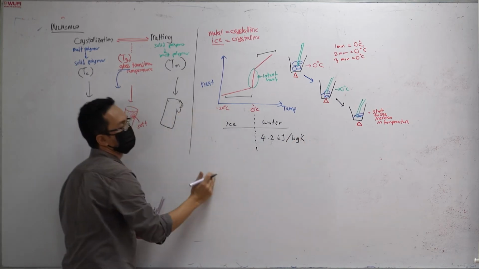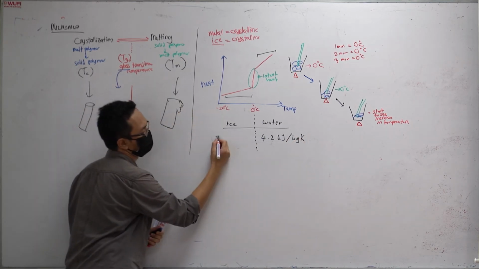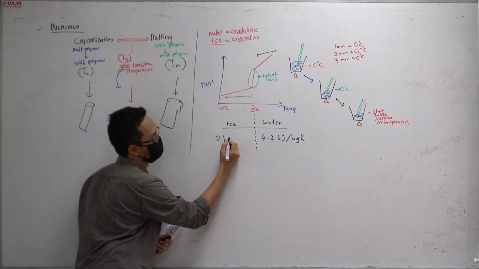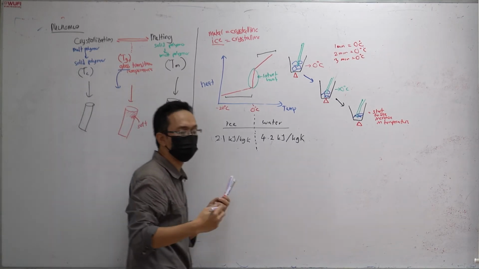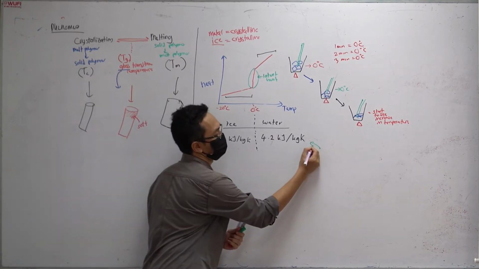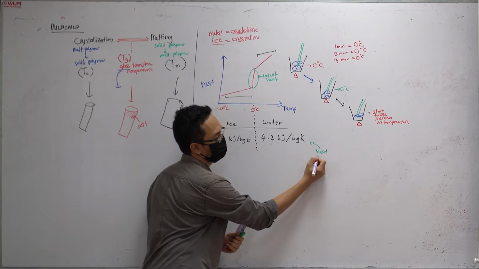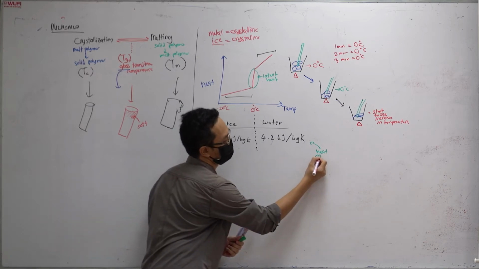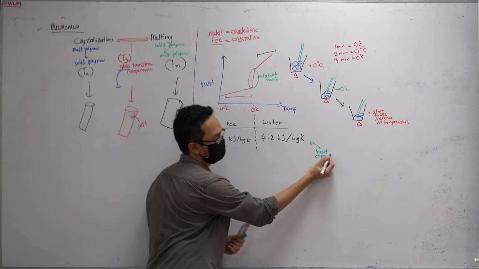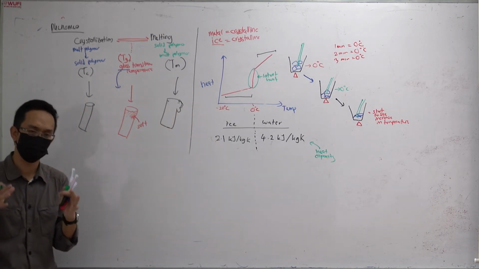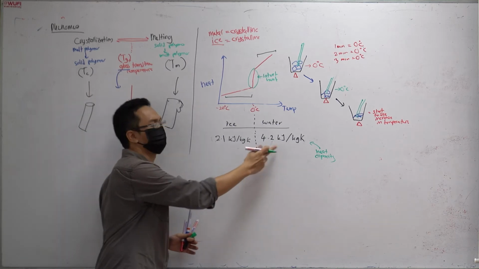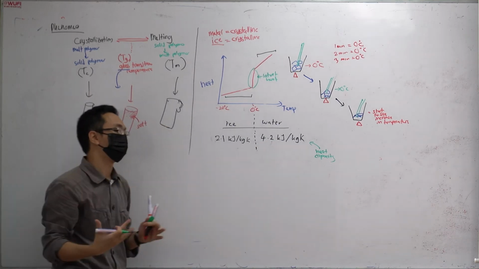Okay, but for the ice it's basically half of it. It's around 2.1 kilojoule per kg per degree. So this is what we call the heat capacity, the ability of the material to absorb the heat, absorb the energy. Every material has its own heat capacity. Normally, the molten phase has a higher heat capacity than the solid phase.